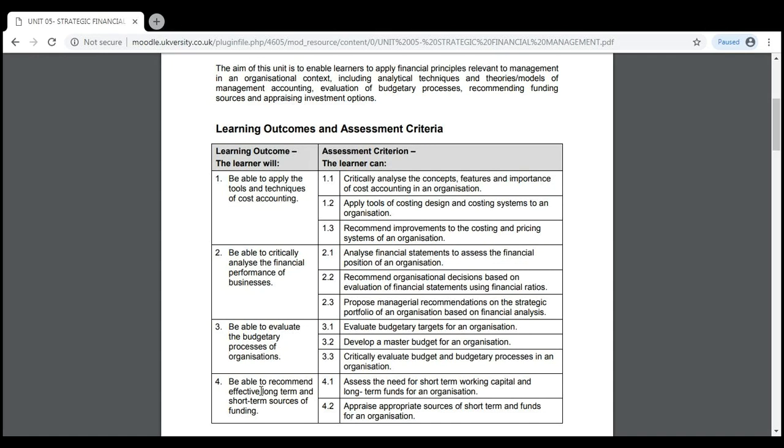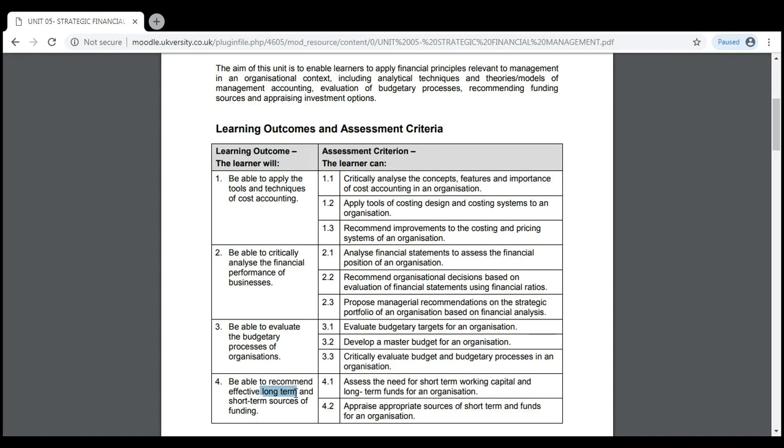Today our 4th lesson will be about being able to recommend effective long-term and short-term finance. First of all, we'll discuss long-term. What is meant by long-term? Does anybody know what is meant by long-term? Long-term means more than a year at least. There's no hard and fast rule, but long-term means more than a year.